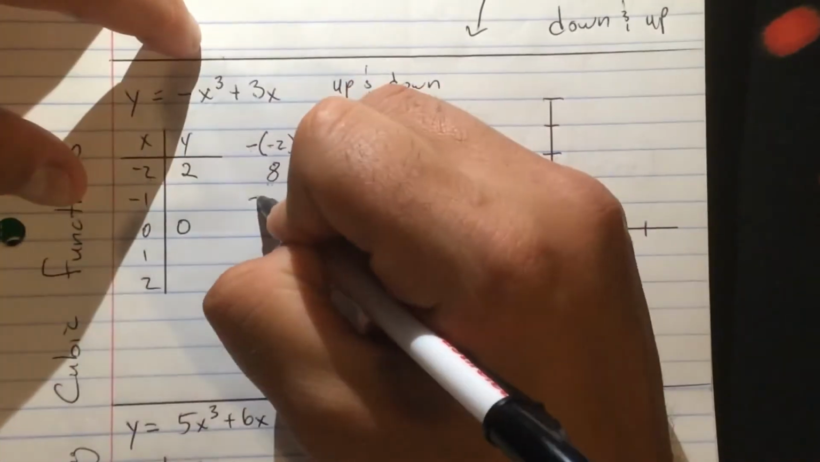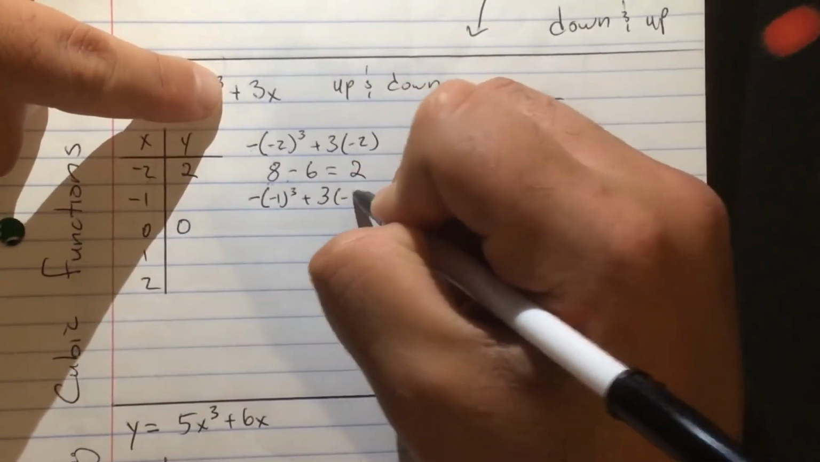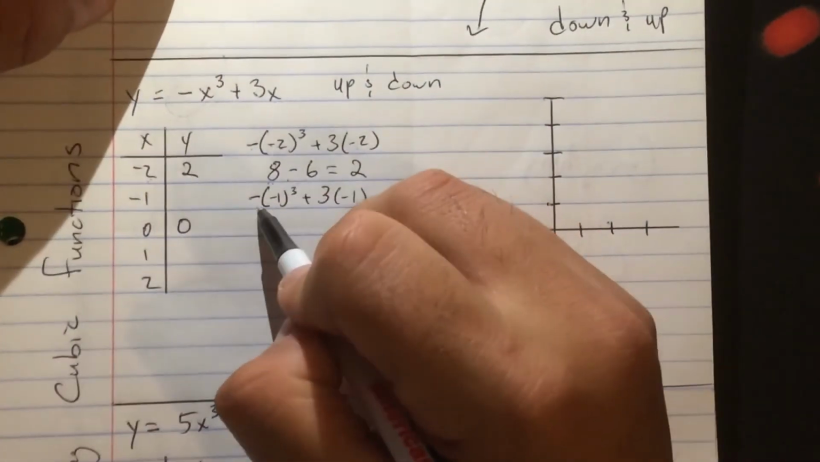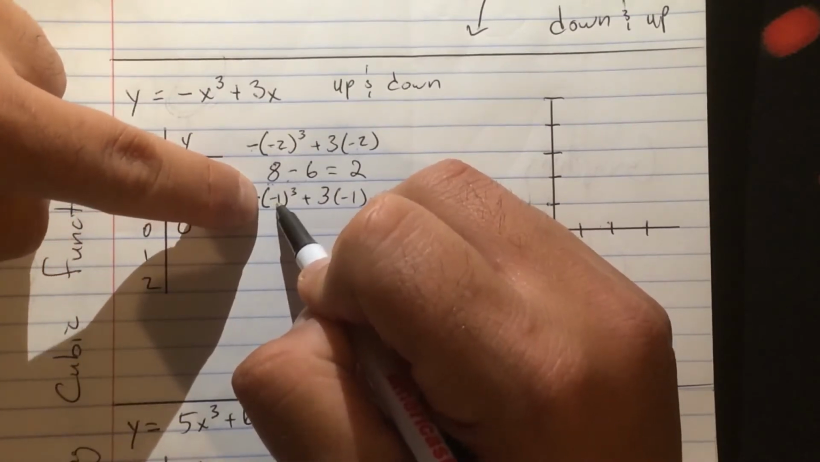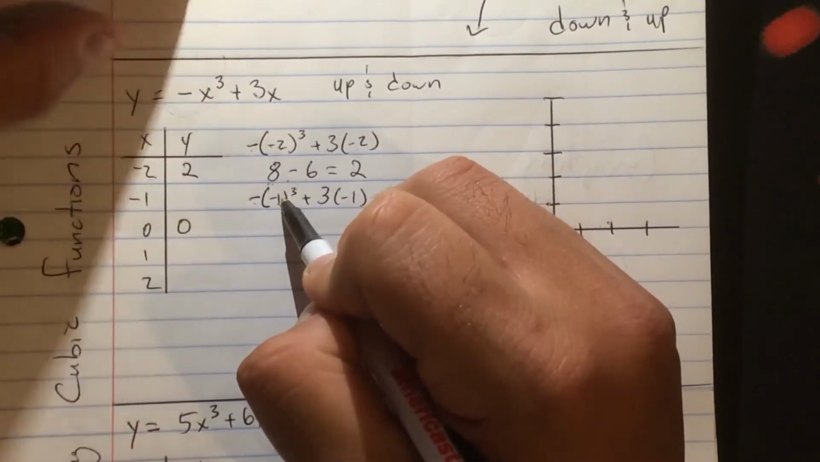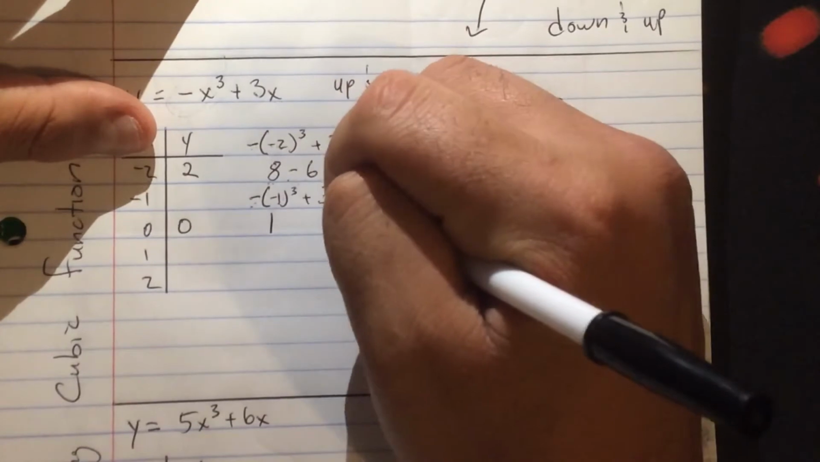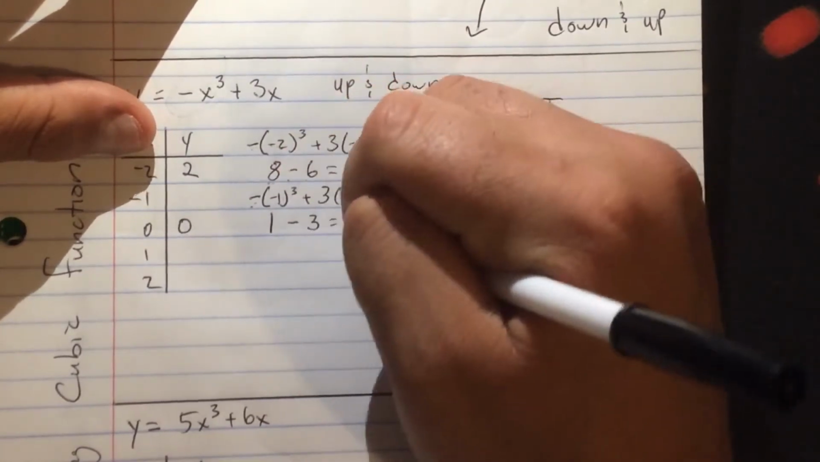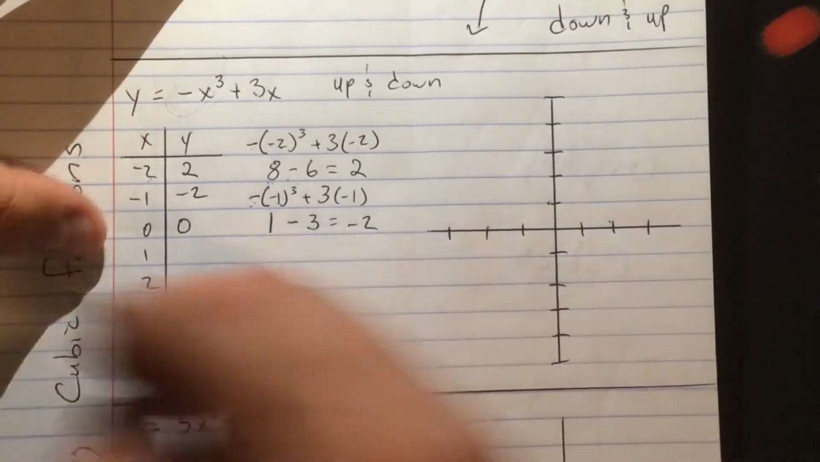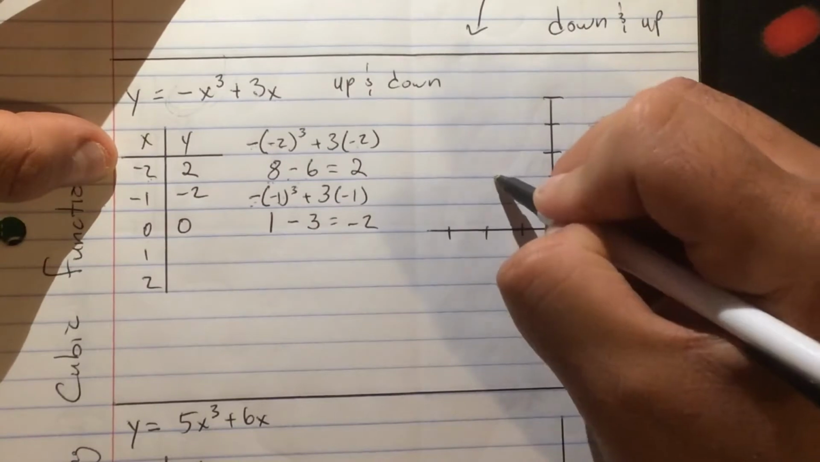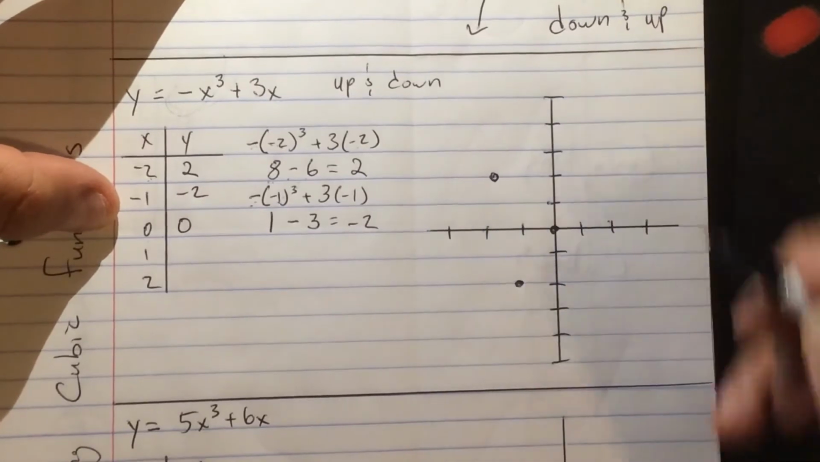Then we go to the next one. We have negative 1 cubed plus 3 times negative 1. Negative 1 times negative 1 would be positive 1, times another negative 1 would be negative 1, and negative times a negative 1 gives us a positive 1, and then 3 times a negative 1 would be minus 3, which gives us a negative 2. It's kind of already all over the place. We can actually go ahead and start putting these points in. So we have 2, 2, negative 1, negative 2, 0, 0.